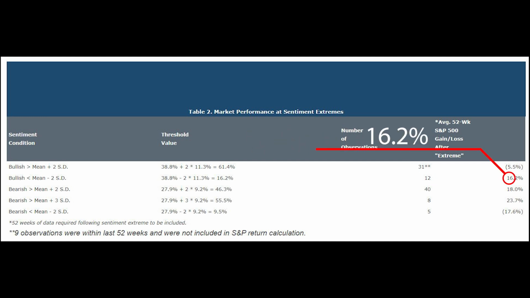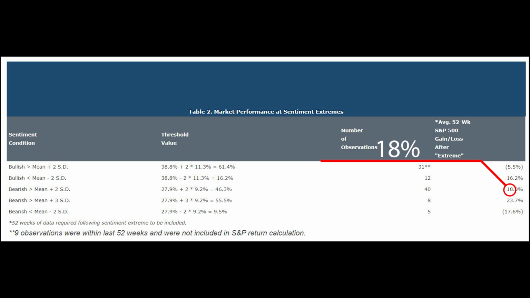The results were just as telling when looking at bearishness. We made 40 observations where bearish sentiment was 2 standard deviations above the mean, greater than 46.3%. This is an indication of high pessimism among investors and potentially a sign of a market rally in the coming months. When this occurred, the S&P on average gained 18% in the succeeding year.